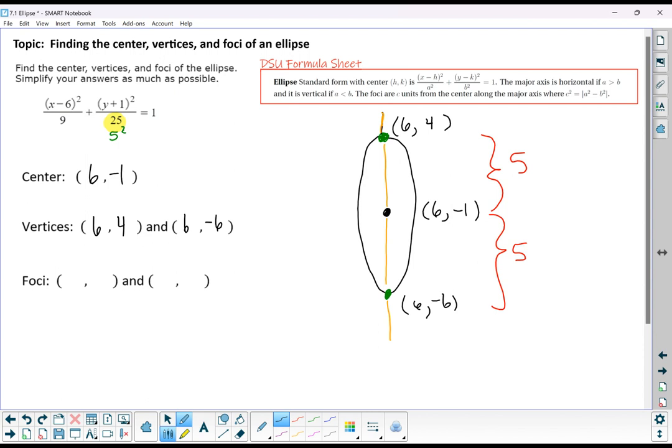And then last, we have to find the foci. The foci we can find using this formula, c squared is equal to a squared minus b squared. So our c squared value is going to be a squared minus b squared.